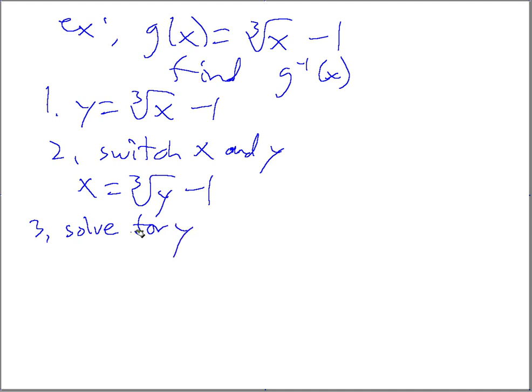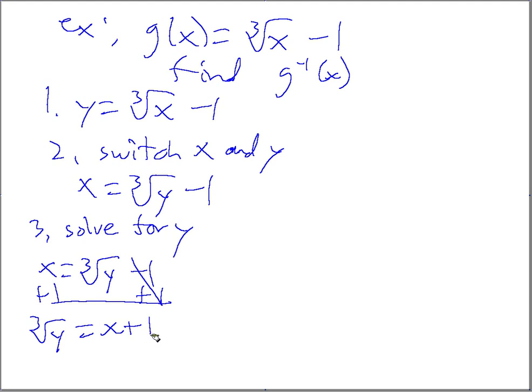So keep these steps in mind. We're solving for y. So x is equal to cube root of y minus 1. How do I solve for y? Add 1 to both sides, because that 1 is not part of the cube root, right? So this is going to be cube root of y equal to x plus 1. And just simply cube both sides to solve for y.